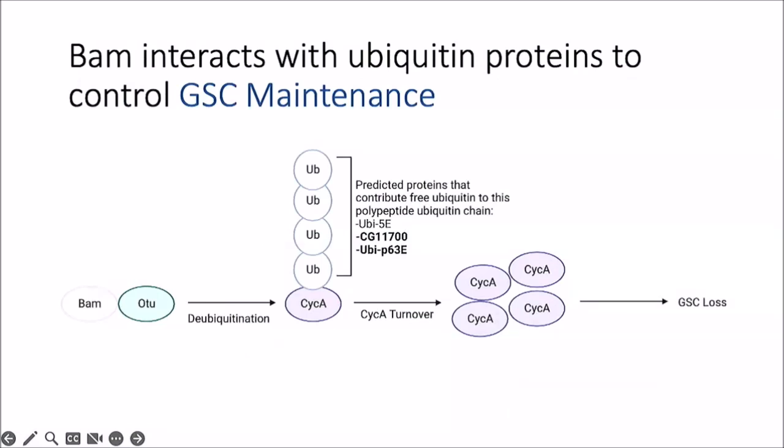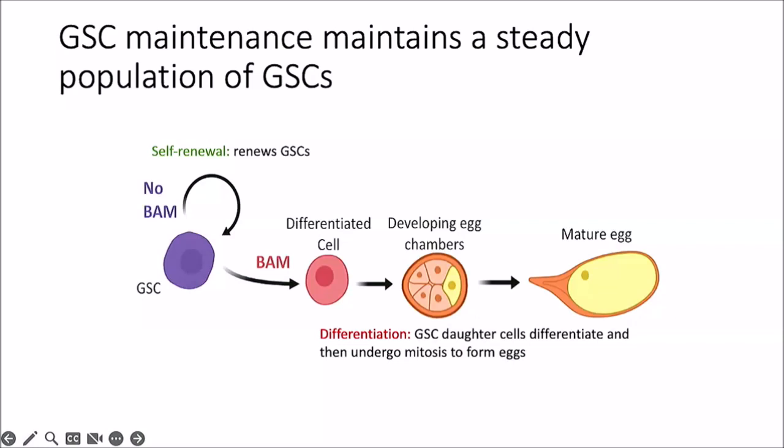And again, there's a couple of different ways in which BAM plays a role, one of which is to interact with a protein called OTU that basically takes ubiquitins off cyclin A. So it now actually leads to germline stem cell loss or increased differentiation. So this is involved in the maintenance of germline stem cells, which is obviously critical because we have to maintain germline stem cells. If all of our germline stem cells differentiate, then we're going to run out of the ability to produce new progeny, new gametes.